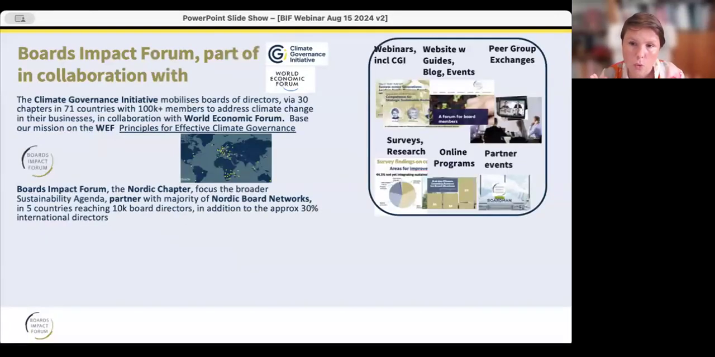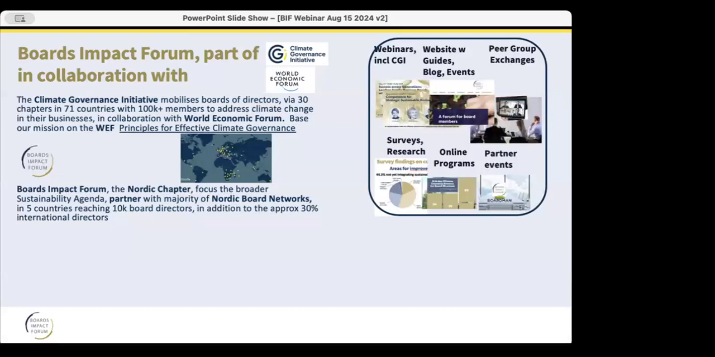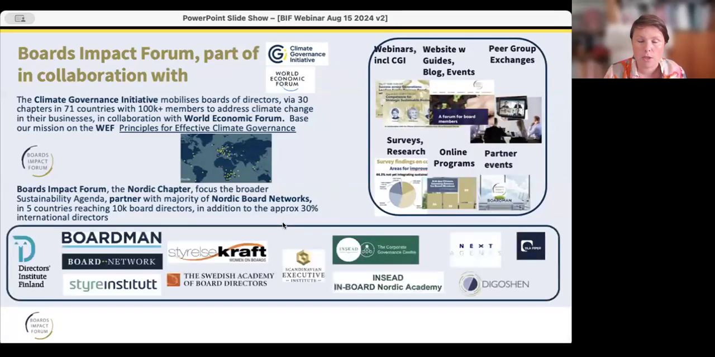Just to let you know who we are, for those of you who are attending for the first time, Boards Impact Forum is the chapter for the Nordic countries of the Climate Governance Initiative from the World Economic Forum. What we do is work with the broader sustainability agenda, coupling sustainability and AI, seeing it from a disruption perspective. We are partners with the main networks here in the Nordics. So we are reaching 5 countries, and through our network, also over 10,000 board directors. So thank you so much to our partner organizations.